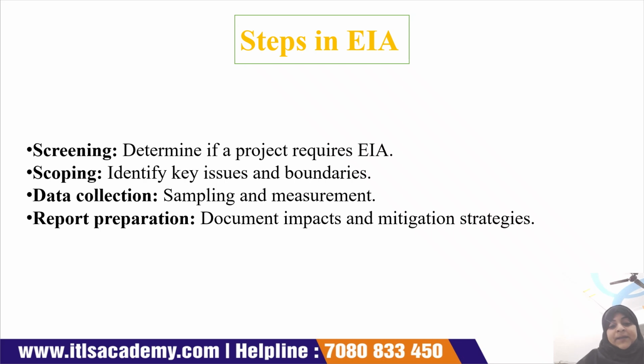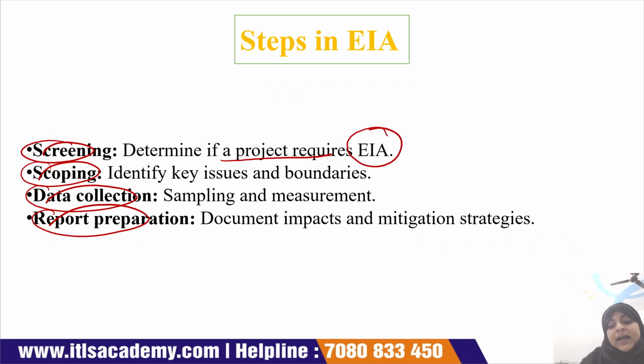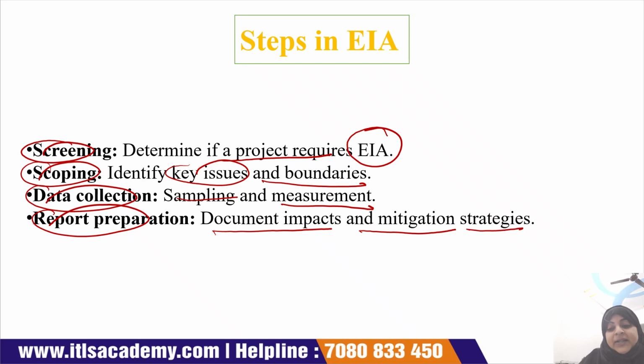Steps in EIA. The first step is screening, then scoping, then data collection and report preparation. In screening, there is a determination of whether a project requires EIA or not. Then scoping means the identification of key issues and boundaries. Then sampling and measurement come under data collection, and report preparation documents impact and mitigation strategies.